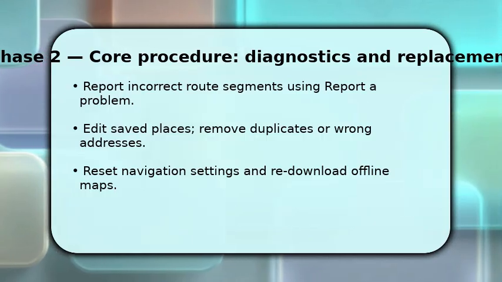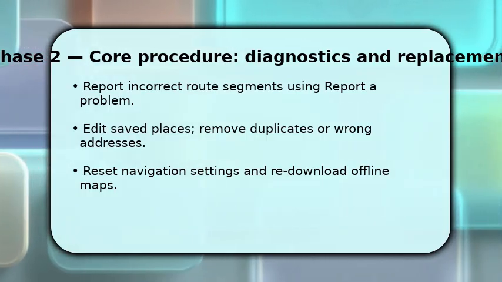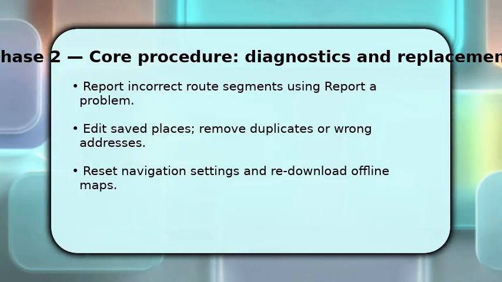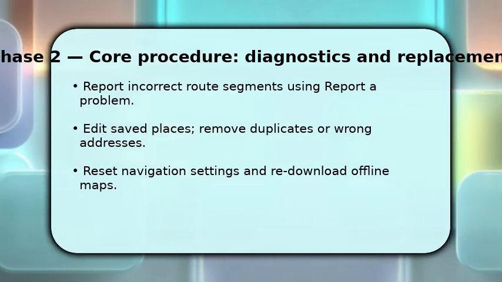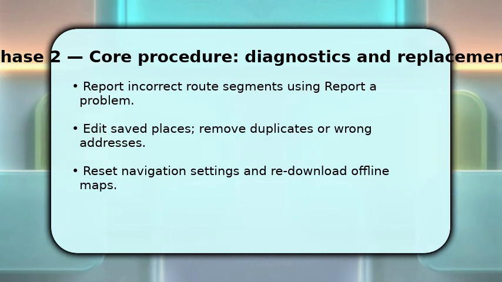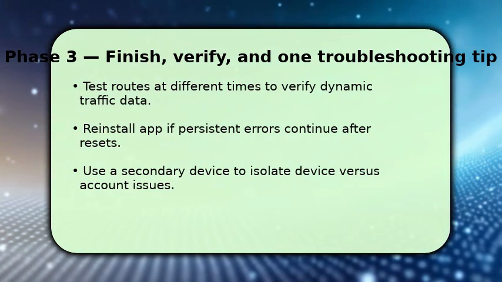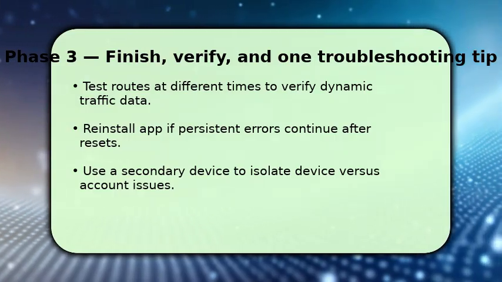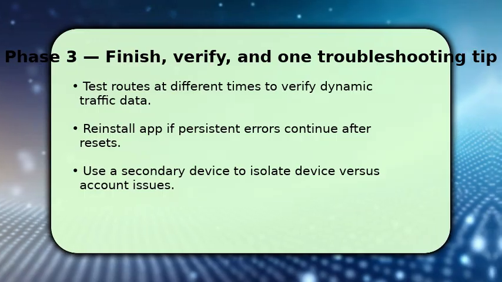Then, reset navigation settings and re-download any offline maps to ensure fresh routing graphs. Once these steps finish, request directions again to compare results and confirm improvements before final cleanup. Finish by testing routes under normal conditions and at peak times so you validate traffic and live rerouting. This reveals whether fixes stick.